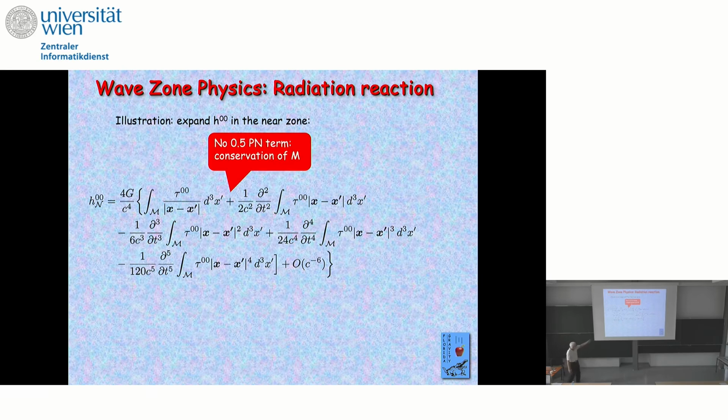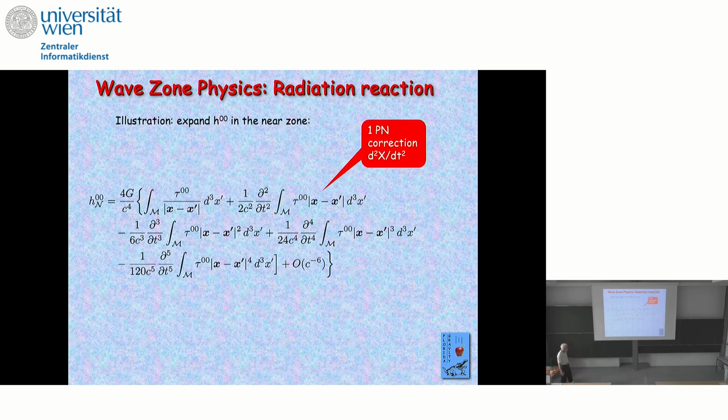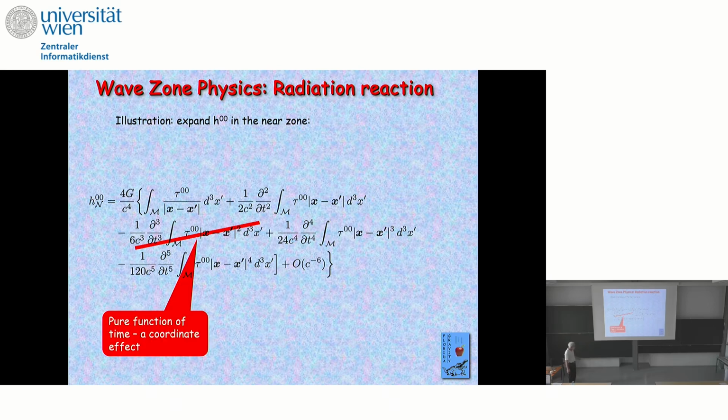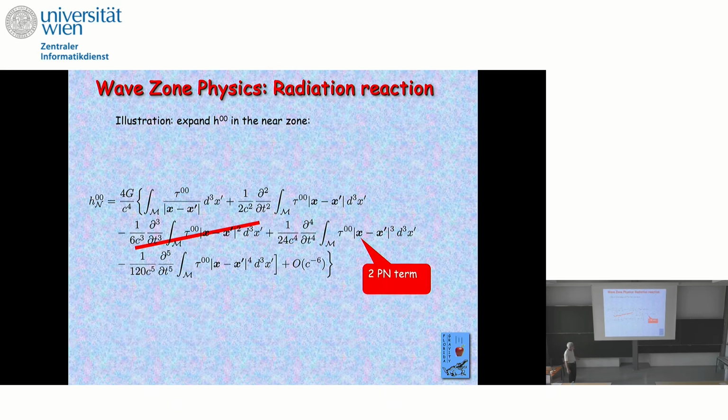There's no term with a single d by dt, because it turns out that's just d by dt of the mass of the system, which is 0 up to high order because of conservation of energy. This is the superpotential, so one first post-Newtonian correction. This can be shown to be 0 or a function of time that can be thrown away by a certain gauge transformation. This turns out to be irrelevant. This is a second post-Newtonian term, but here is the term that we really are interested in. It's a 2.5 post-Newtonian term.